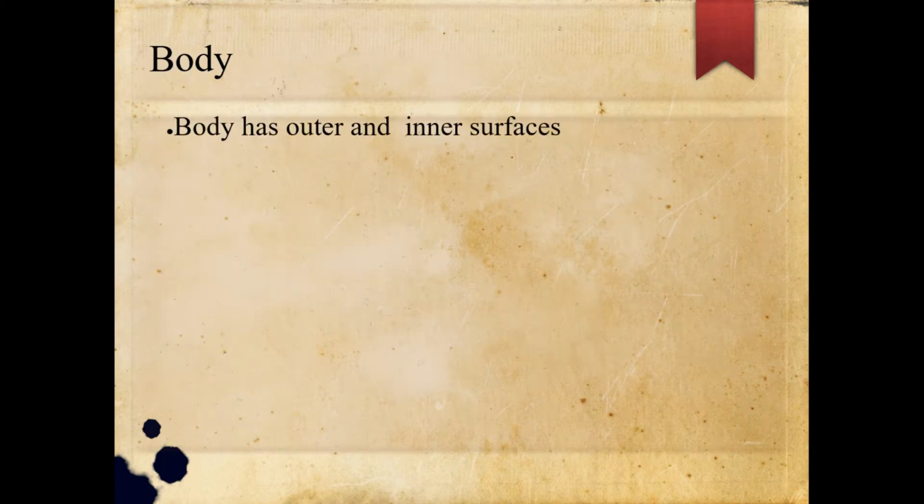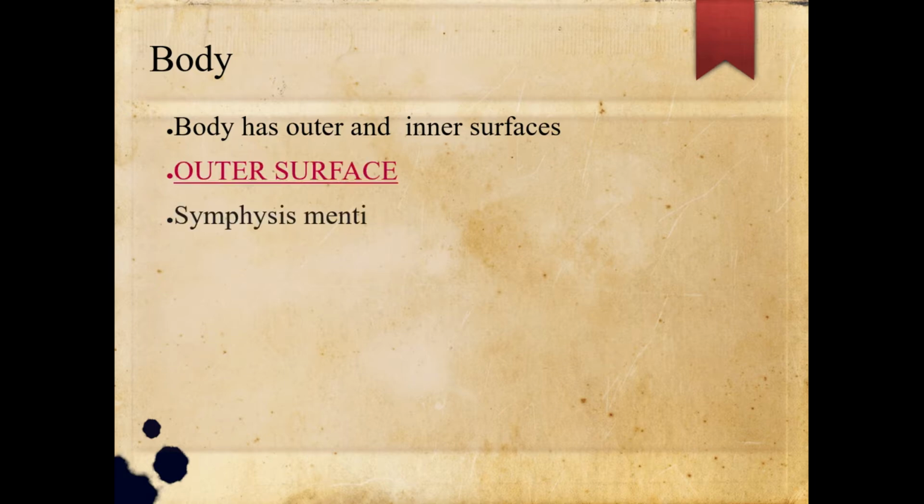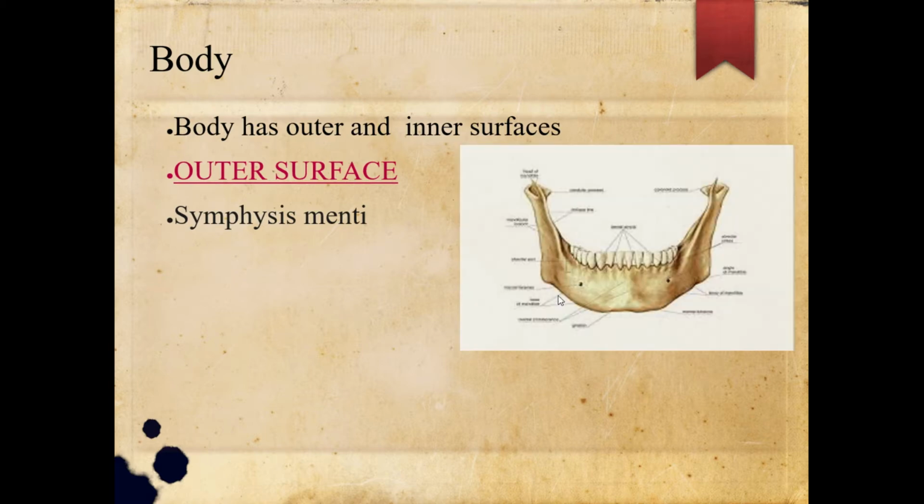The body has an outer surface and an inner surface. The outer surface contains the symphysis menti. The symphysis menti is the line at which the right and left halves of the bone meet each other. It is marked by a faint ridge at the midline area of the mandible.